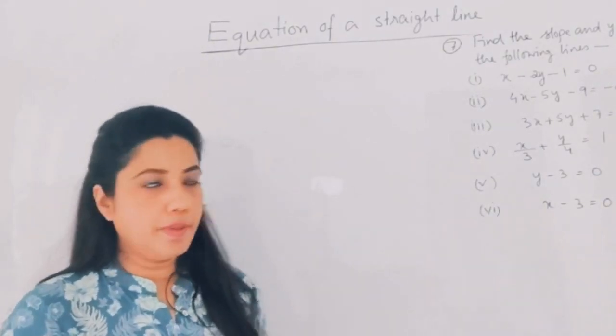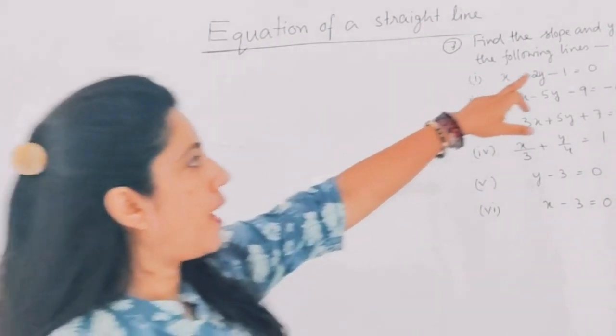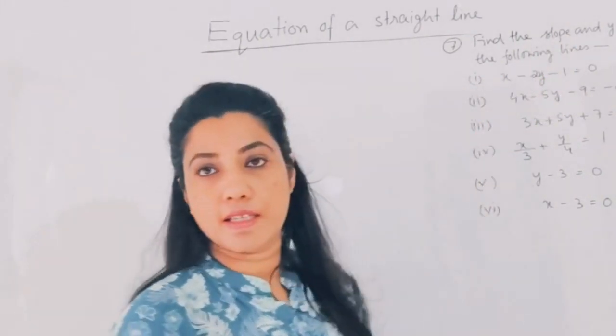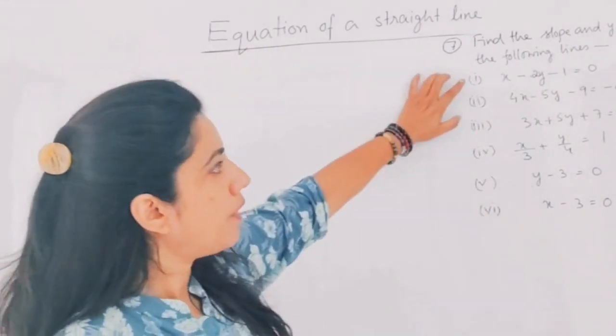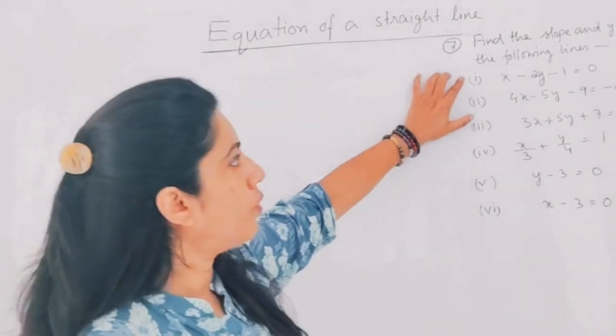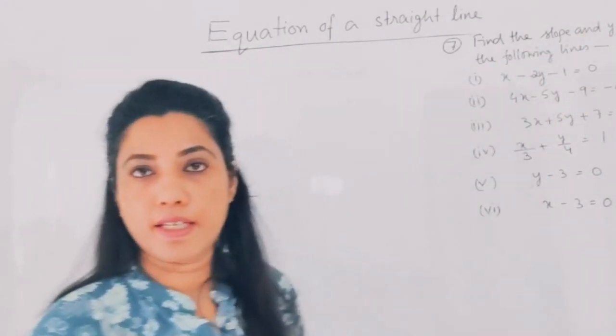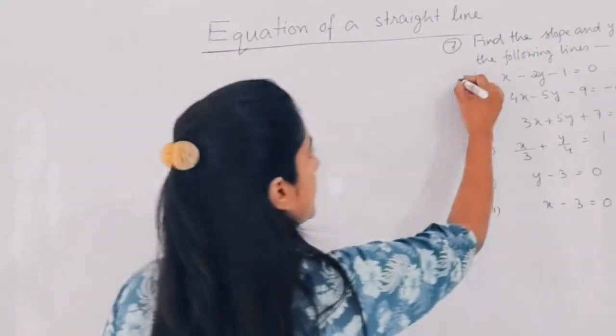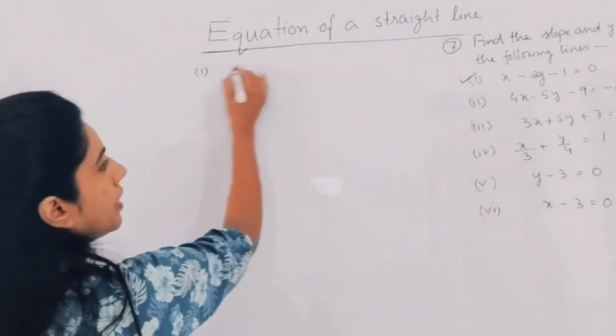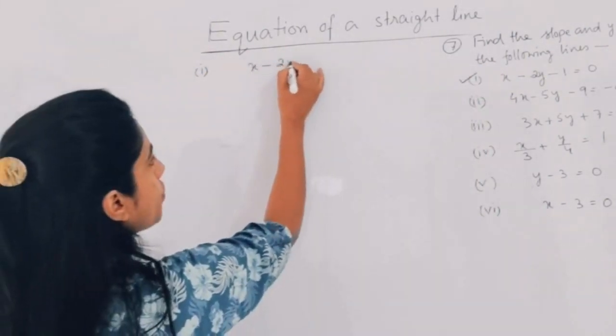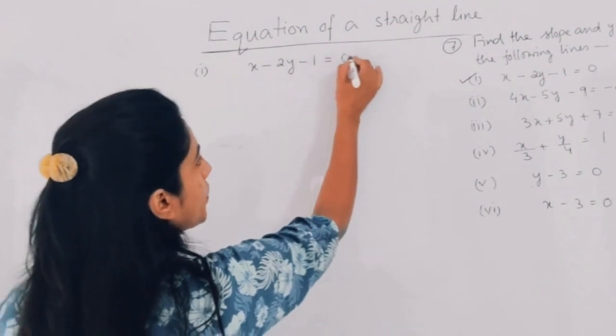Let us start with the seventh sum. Find the slope and y-intercept of the following lines. Now here, the equation of the line is given to you. You need to find out the slope and the y-intercept. Okay. So let us take the example. First example. The line is x minus 2y minus 1 equal to 0.